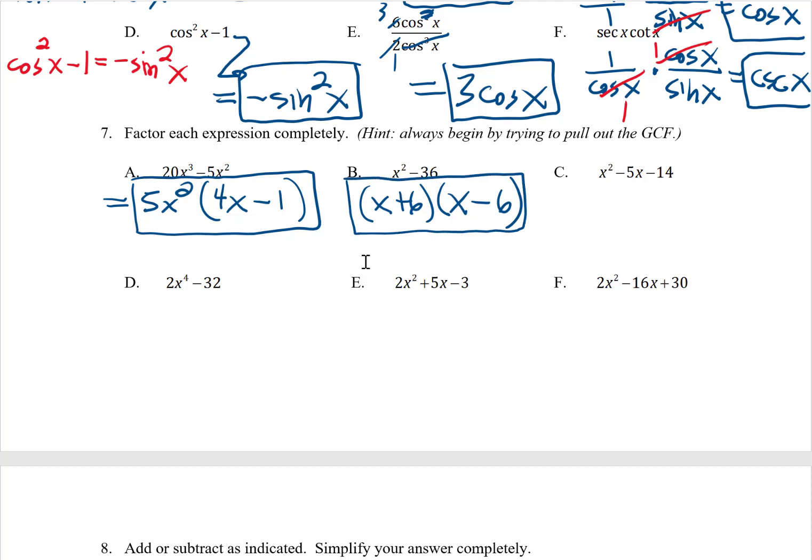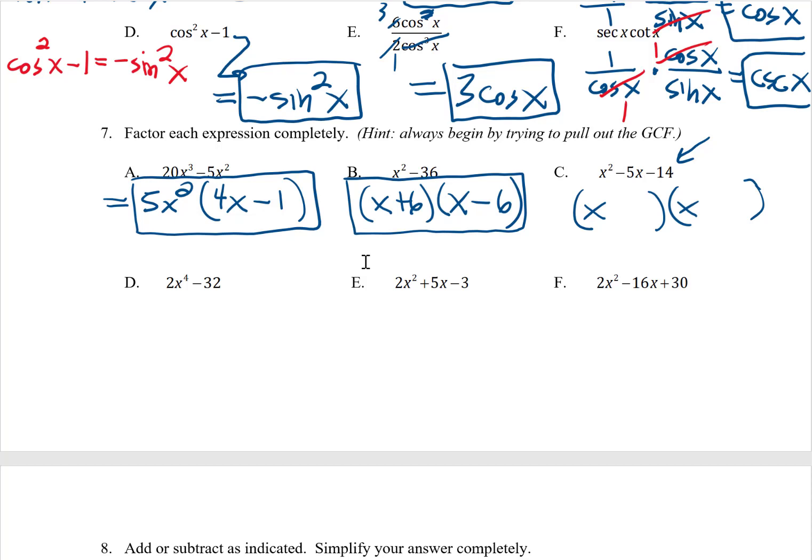Letter C, I don't have a GCF. When I see three terms like this, what I think to myself is this was somebody's FOIL problem. The x squared always comes from the F part of the FOIL, which means this must be x and x. The last term here always comes from the L part of the FOIL. So I know that the two numbers sitting here must multiply to 14, which means it's got to either be 1 times 14 or 2 times 7.